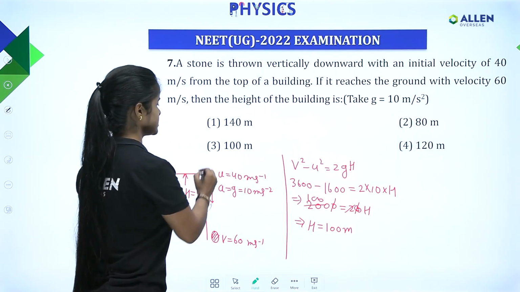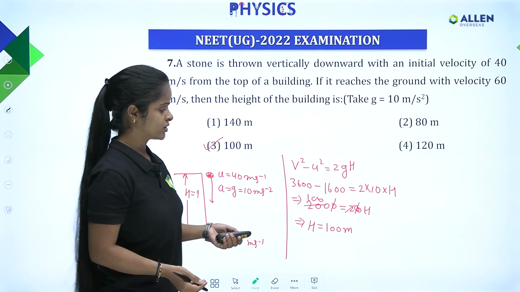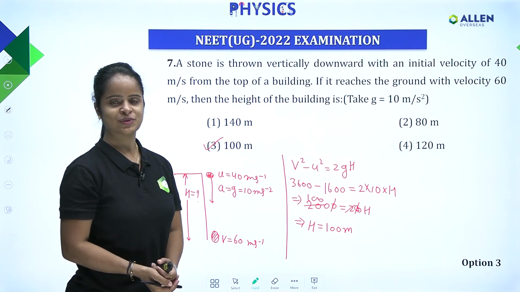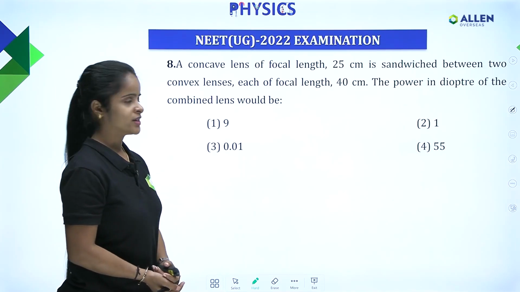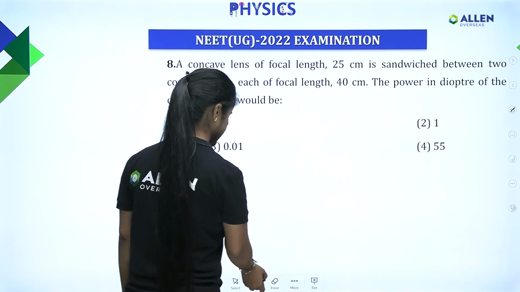And the same thing you can see here in option number 3. And the same thing is written there, that is, option number 3 is the correct option. Hope it is clear to everyone. So here is question number 8. That is a concave lens of focal length 25 centimeter.